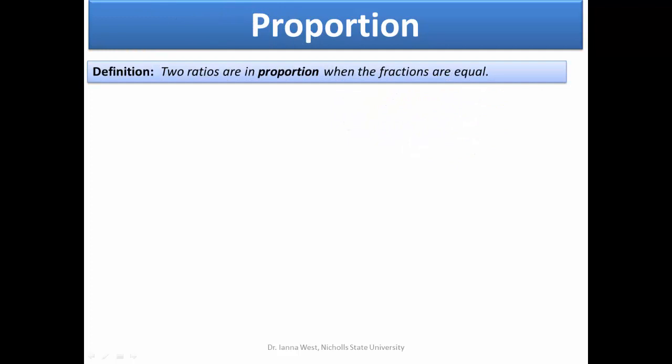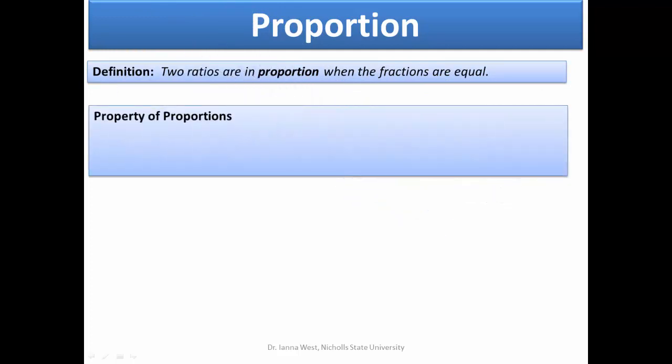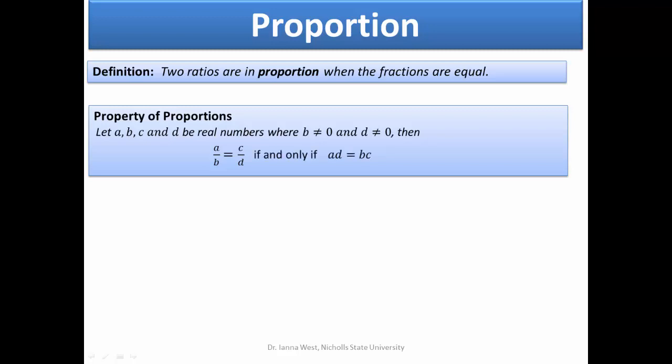Our next topic in this section is proportion. By definition, two ratios are in proportion when the fractions are equal. The property of proportions states: let A, B, C, and D be variables that represent real numbers, where B does not equal 0 and D does not equal 0. Then A over B equals C over D if and only if A times D equals B times C.